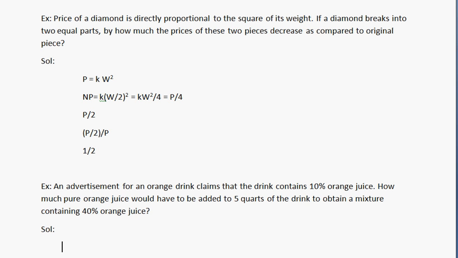So let's see how to do it. It says 10% of the drink is pure orange juice. So we have to find how much more orange juice should be added to the drink so that we get 40% orange juice. Initially we are given 5 quarts of that drink, out of which 10% is orange juice. So how much pure orange juice is there? It's 0.5.